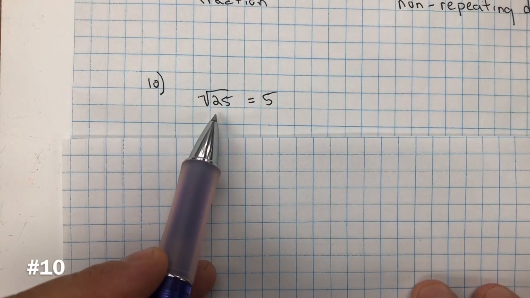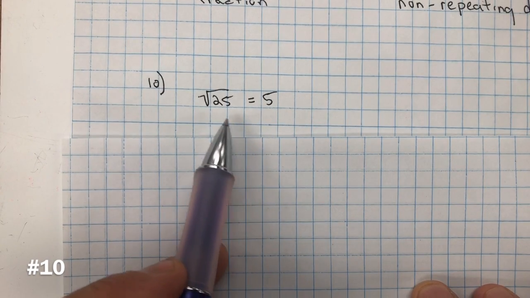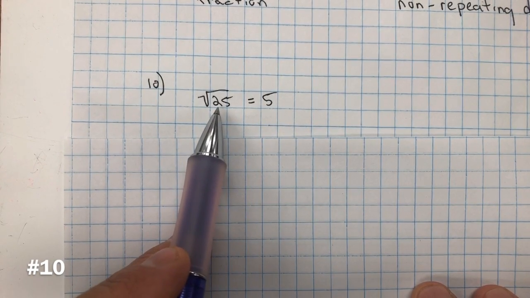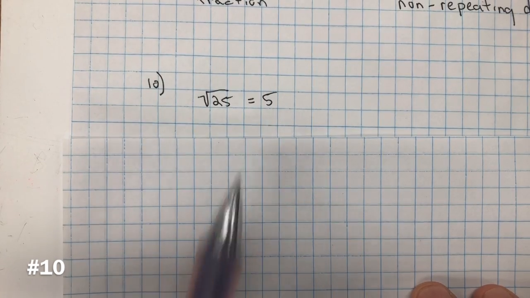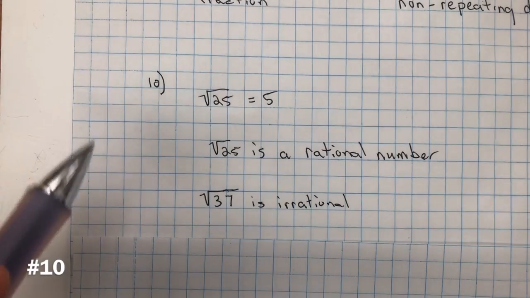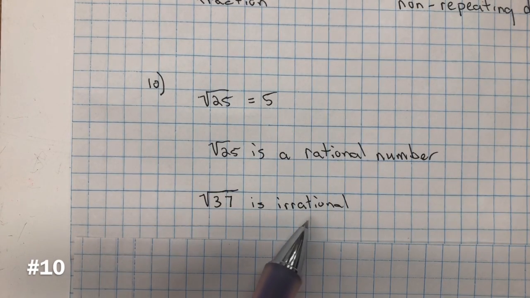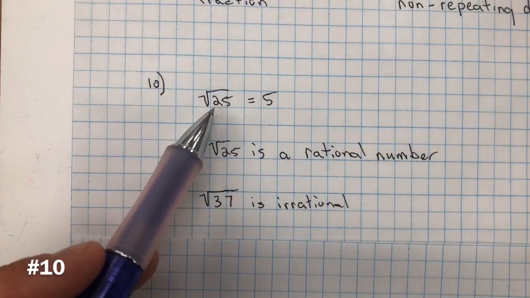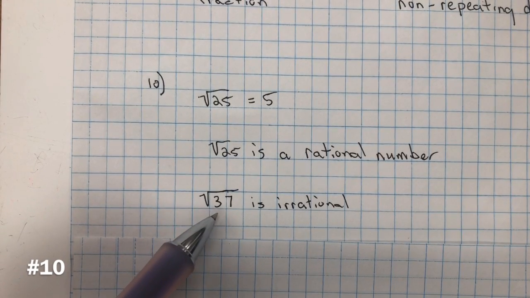For number 10, the square root of 25 is 5, because 5 multiplied by 5 equals 25. And this is also, remember, a rational number, because it's a perfect square. Square root of 37 is irrational because it is not a perfect square. There's no number that you can multiply by itself that will equal 37.